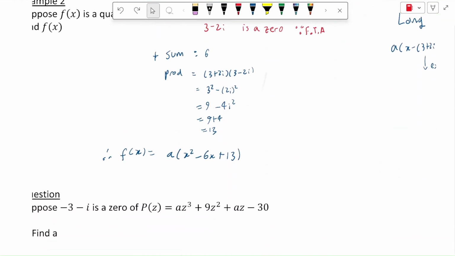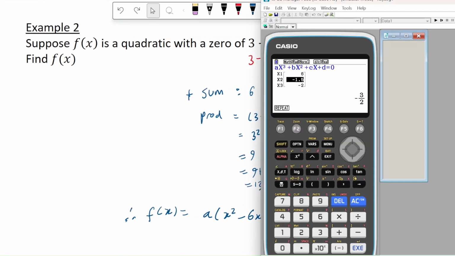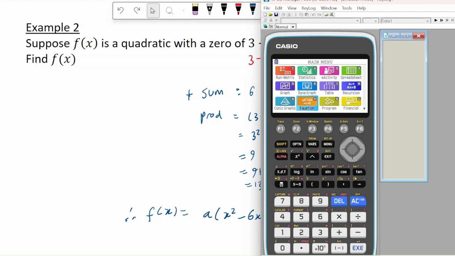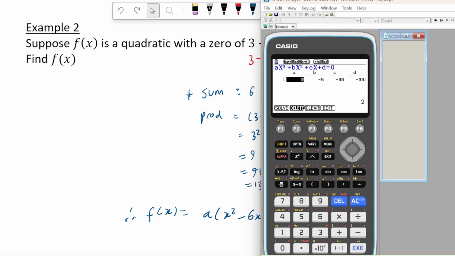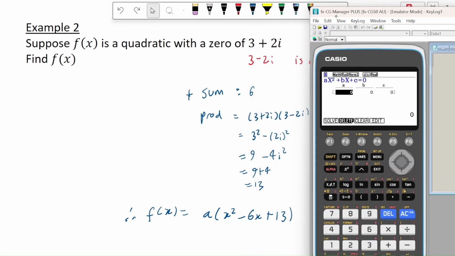All right. One thing that we can actually do is we can check that we've got this right. So a could be any number. It doesn't actually matter what a is. If we go into equation solver on the calculator and we enter it as a degree 2, because that's what we've got, I'm going to enter the polynomial that I had, which was 1 lot of x squared, take 6 lots of x plus positive 13.